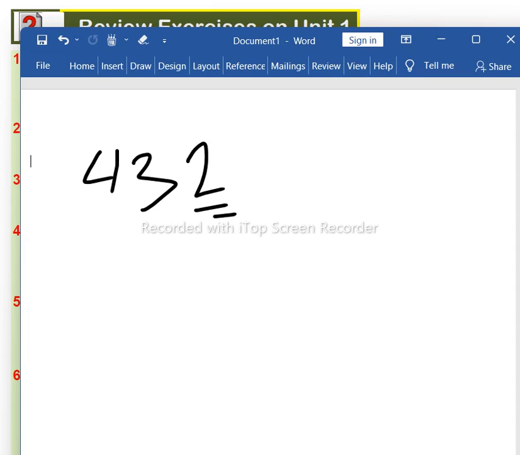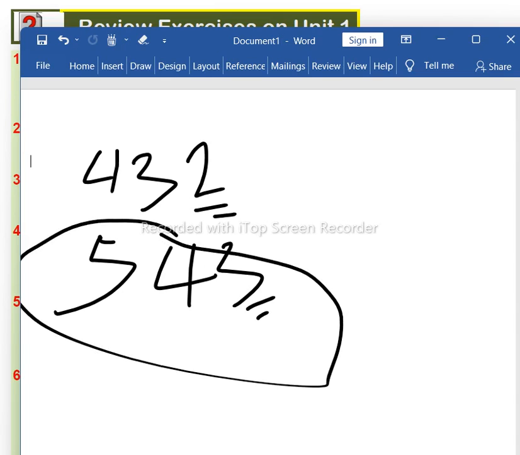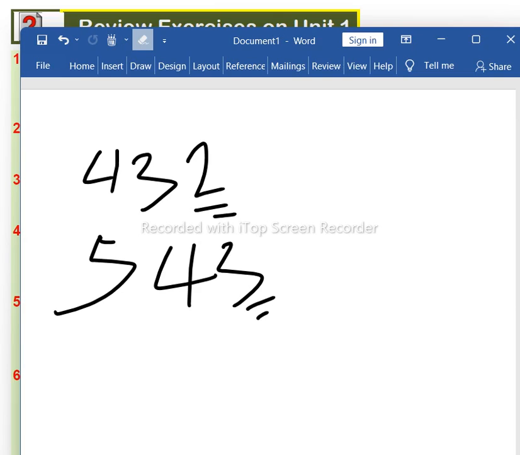The other example: if you take 543, this number is not divisible by 2, because as we see 3 is the last digit of this number, and 3 is not divisible by 2, so this number is not divisible by 2. So this is how we identify a number that is divisible by 2.